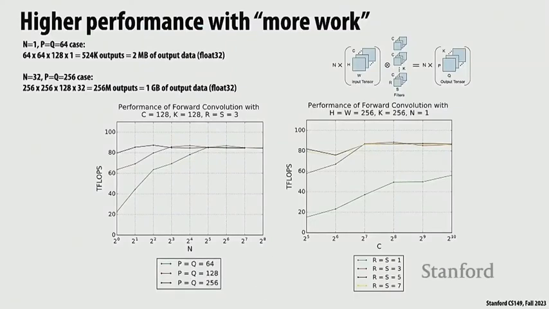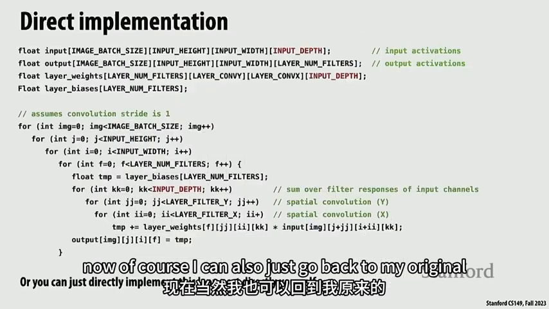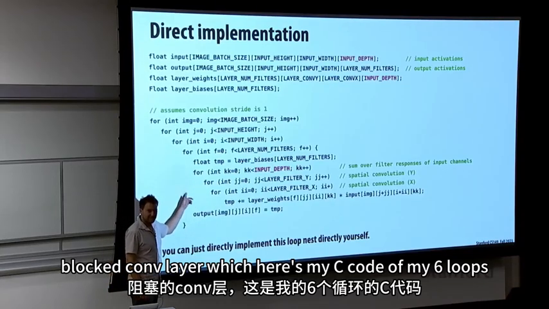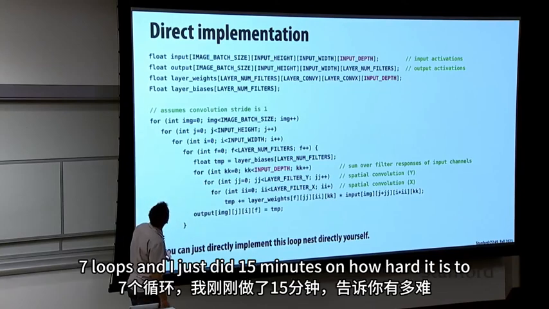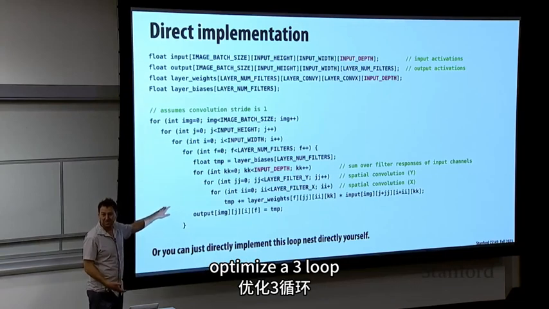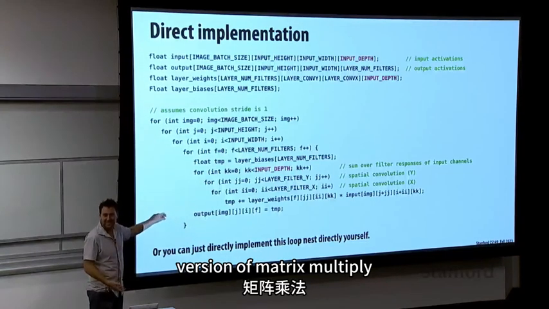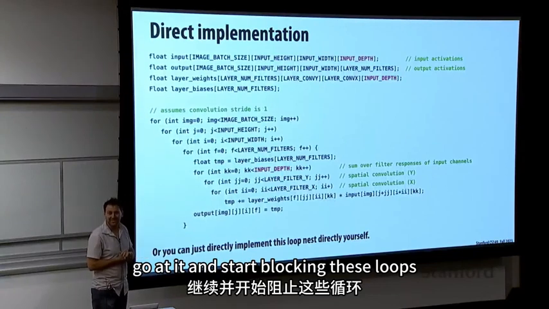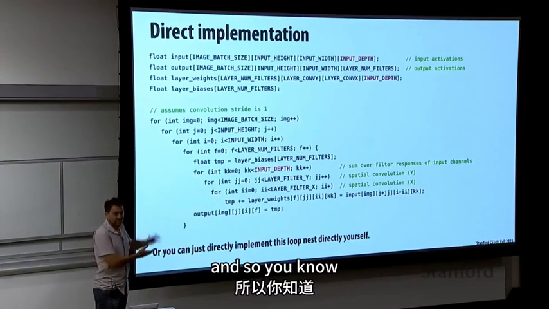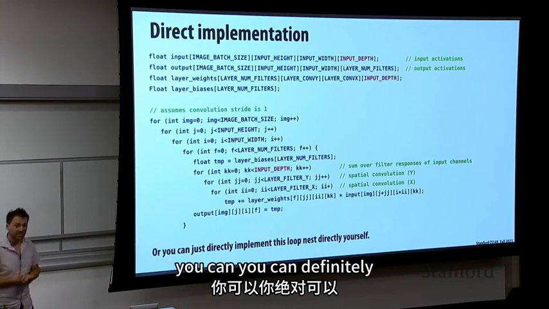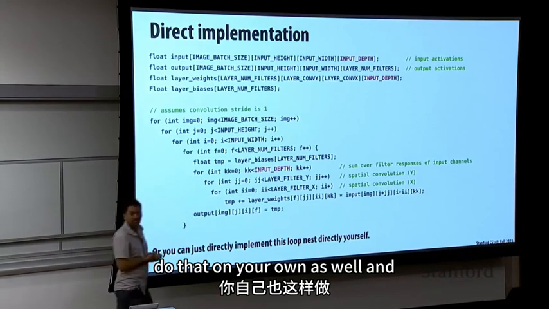Okay. Now, of course, I can also just go back to my original blocked conv layer, which here's my C code of my 7 loops. And I just spent 15 minutes on how hard it is to optimize a 3-loop version of matrix multiply. You could also just say, go at it, start blocking these loops. And so, if you want to just do a direct implementation and do it well, you can definitely do that on your own as well.